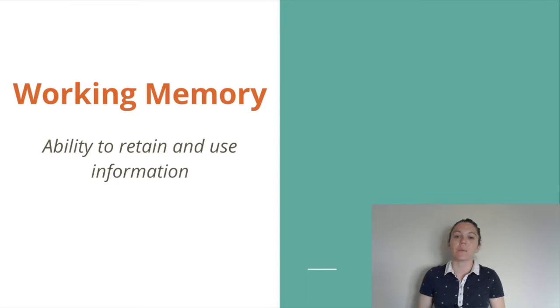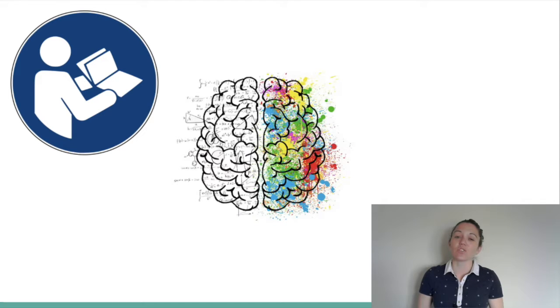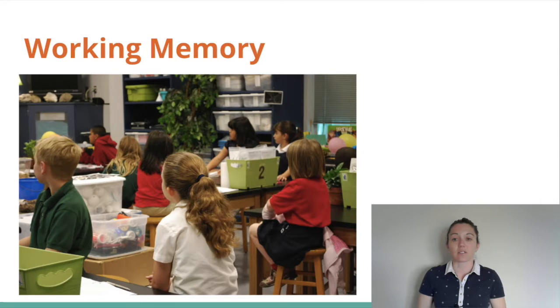Working memory is the ability to retain and use information. This is often used when having to follow instructions or concentrating on a task at hand. Your working memory is usually used over a short period of time. For example, in the beginning of class, you might ask the students to hand in their homework in a basket, pick up another sheet of paper, read pages 3 to 5 in a book, and then answer a question from the board. This might be easy for some students.